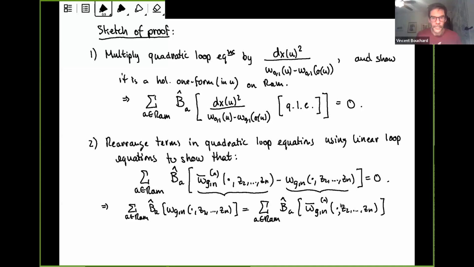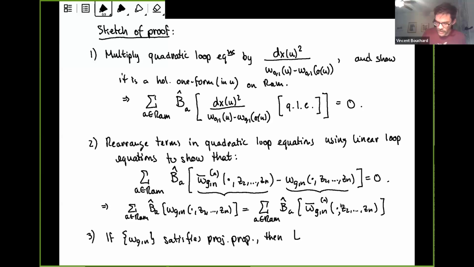Now, that is not the end of the story. The last step, however, is straightforward. It's to impose that they satisfy the projection property. So if the system of correlators satisfies the projection property, then you get topological recursion because the left-hand side is equal to omega GN.